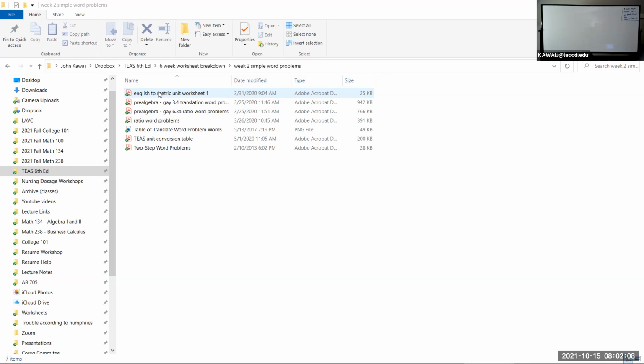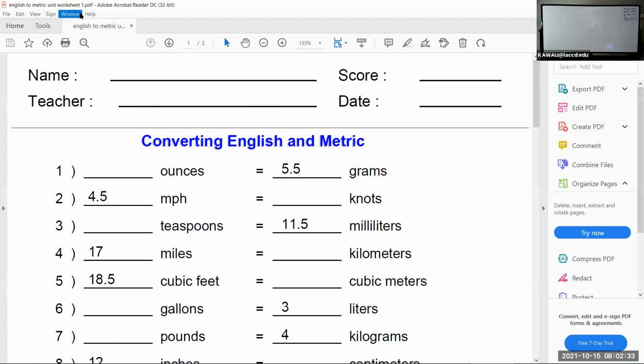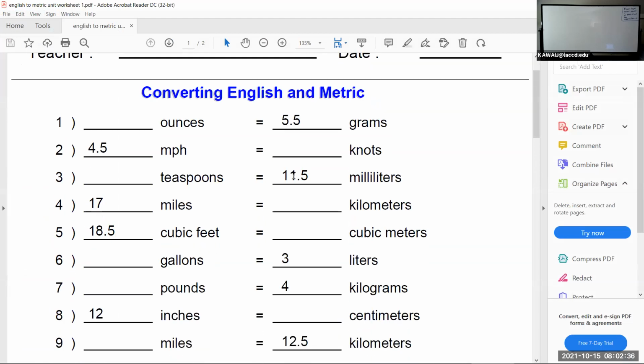Now, the first thing I want us to look at are these TEAS metric conversions. So if we look at this English to metric unit worksheet, up here, English to metric unit worksheet 1, we see how it asks you to convert from ounces to grams. So ounces is English units, and grams is metric units.